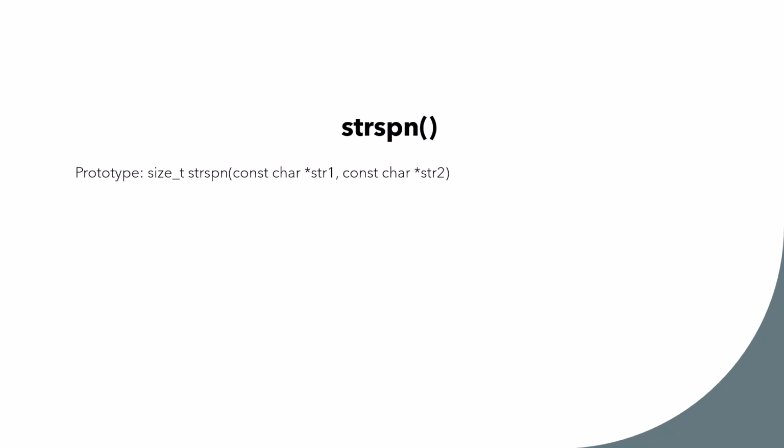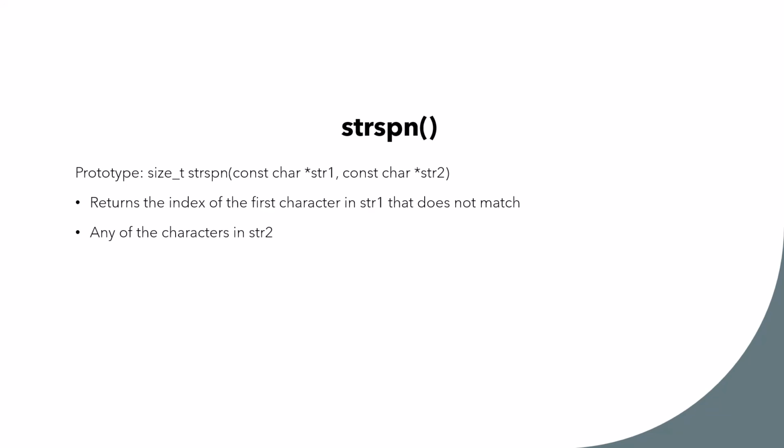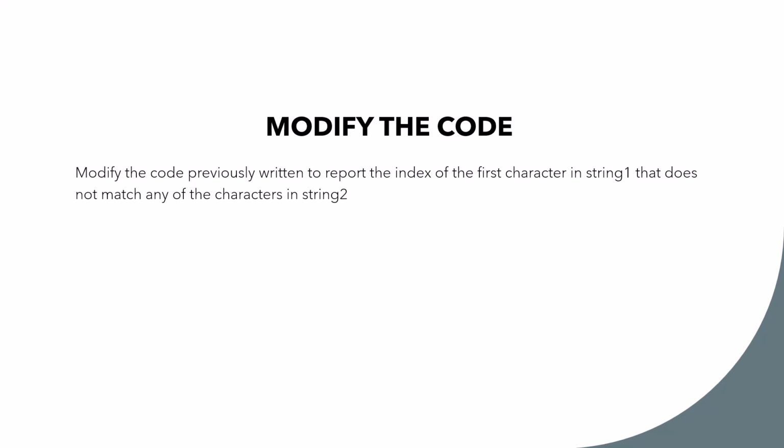Moving on. strspn, again this function returns a size_t type value, and it takes as arguments const char *str1 and *str2 as well. Returns the index of the first character in str1 that does not match any of the characters in str2. Modify the code previously written to report the index of the first character in string 1 that does not match any of the characters in string 2. I'm going to leave this with you, and I'll give you the solution in the next session. Moving on, strerror, I should say.